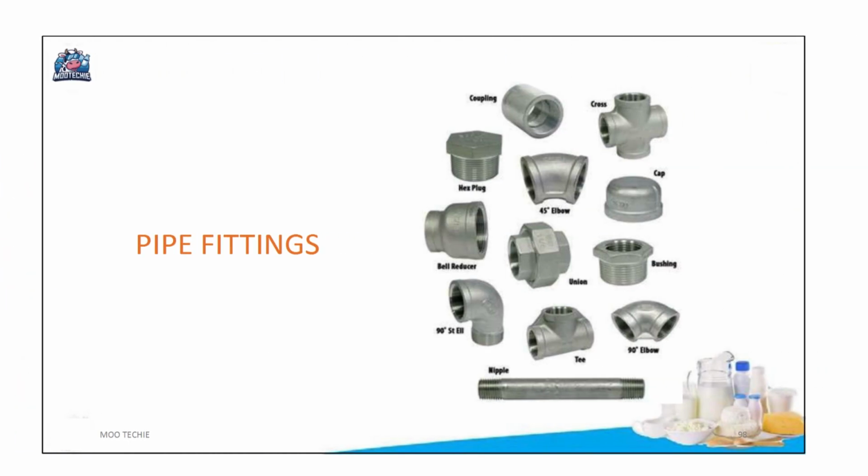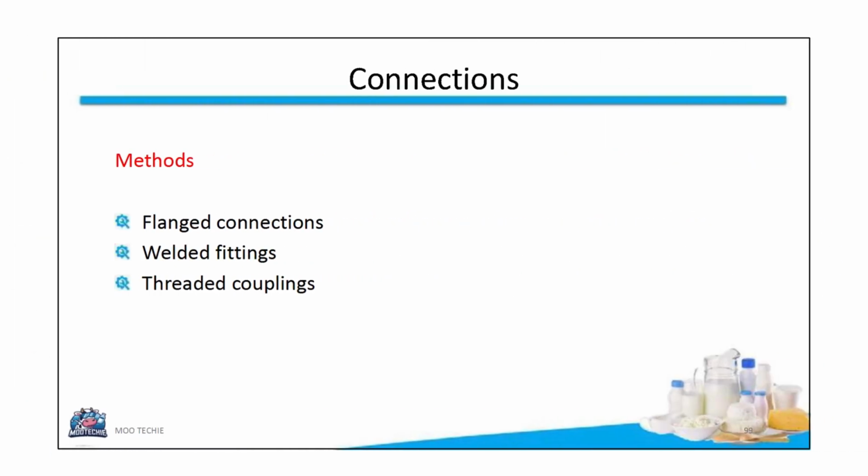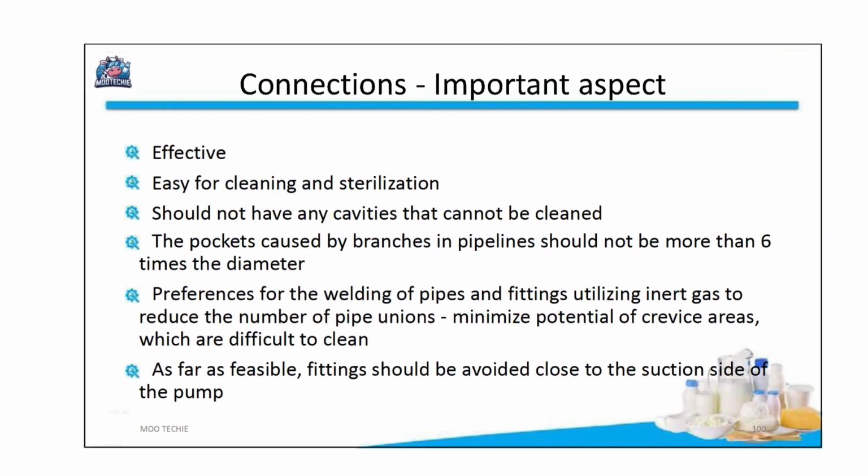These are the components that connect sections of pipe together. The methods used to make these connections are vital. The three primary methods are flanged connections, welded fittings, and threaded couplings. The choice of connections is an important aspect for hygiene. Connections must first and foremost be effective. They must be easy for cleaning and sterilization. They should not have any cavities or dead ends that cannot be cleaned properly.